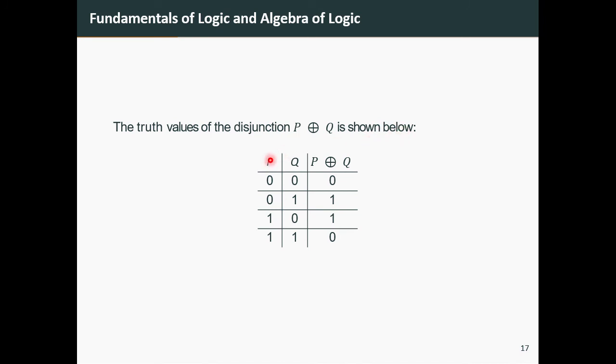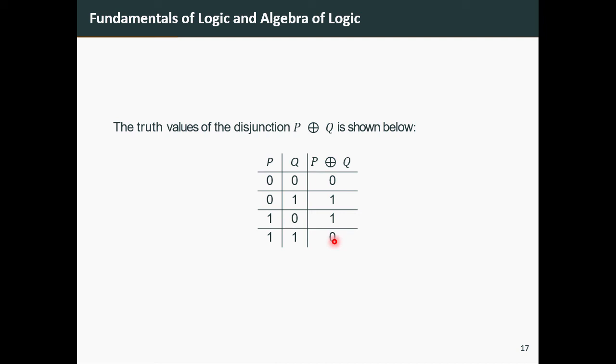If P is false and Q is false, the XOR is also false. If P is false and Q is true, the XOR is true, as we have mentioned earlier. Exactly one of them is true. If P is true and Q is false, the XOR is true. Finally, if P is true and Q is true, the XOR is false.